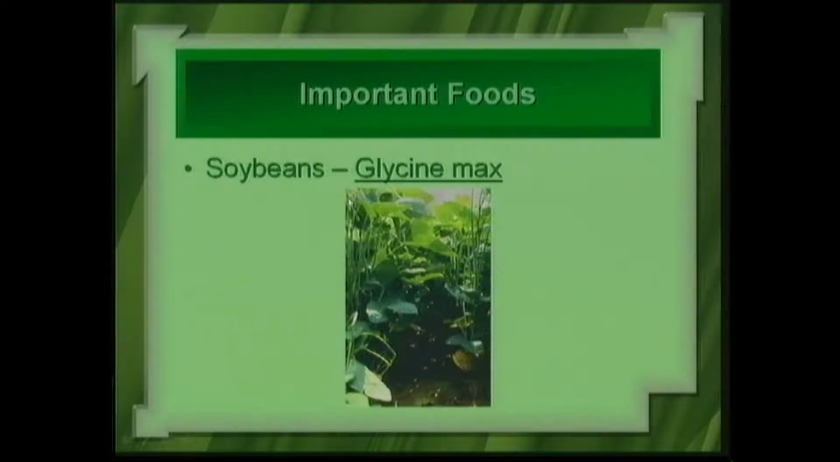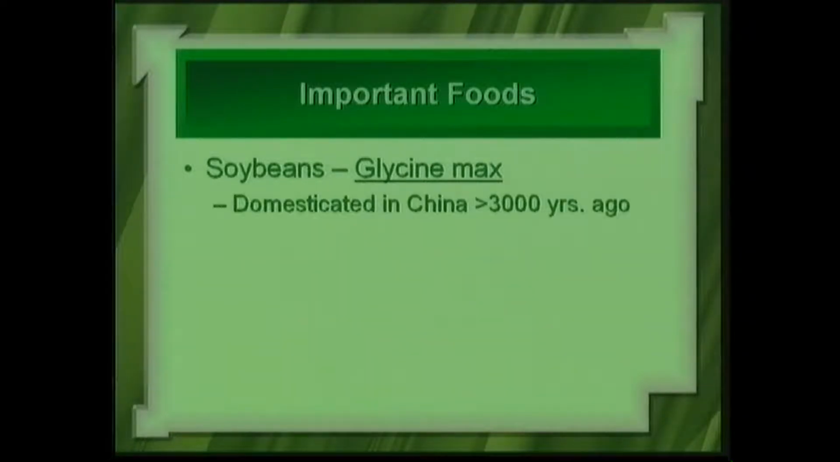So we also have the soybean. The name of this plant, of course, is Glycine max, a soybean. Here's a picture of the plant. Very important. Now, people think that soybeans were probably domesticated in China more than 3,000 years ago. There is probably some kind of archaeological evidence that shows this might be true.